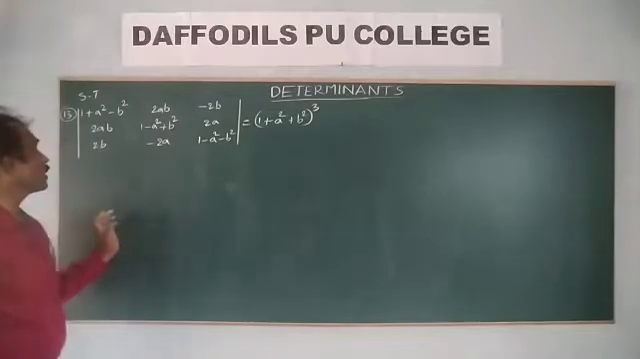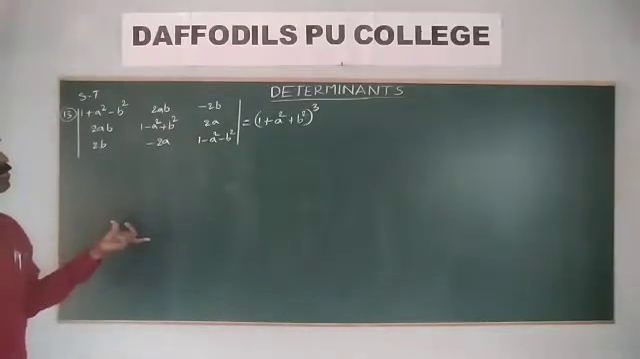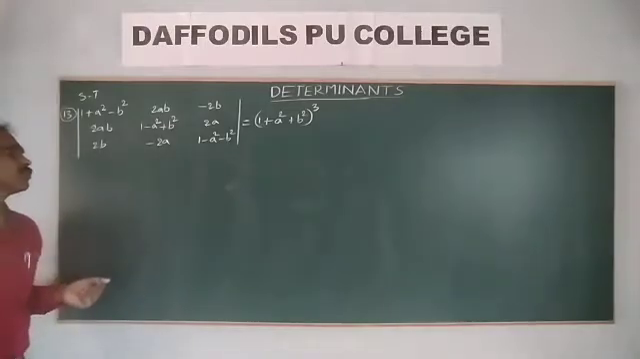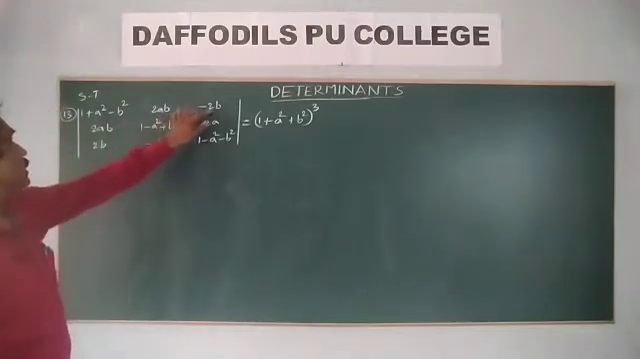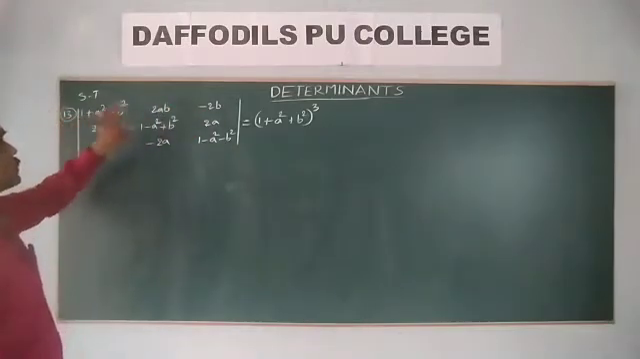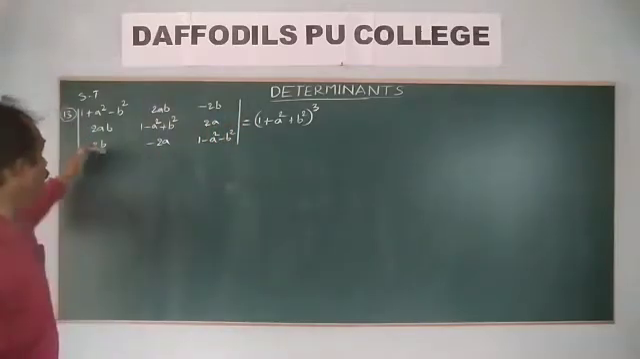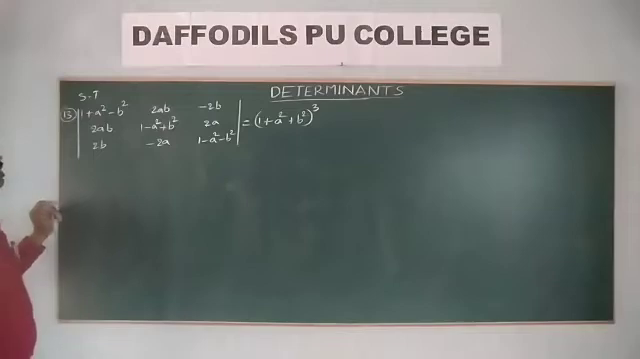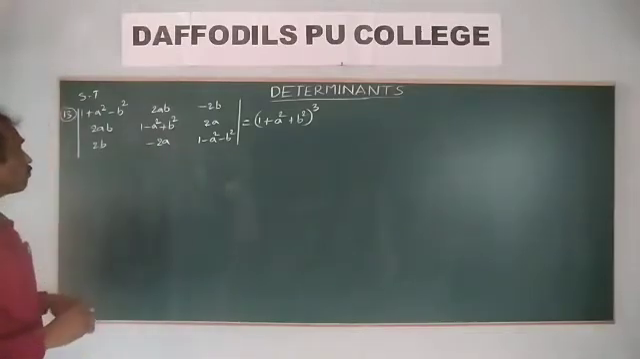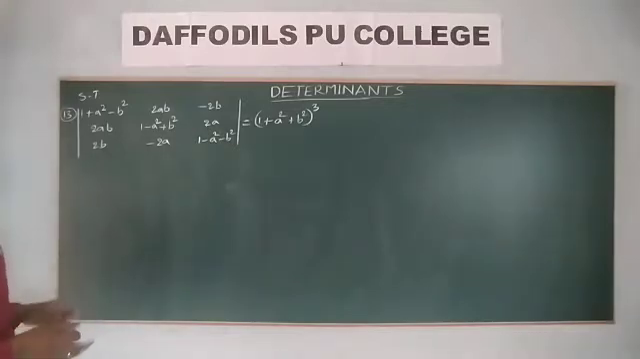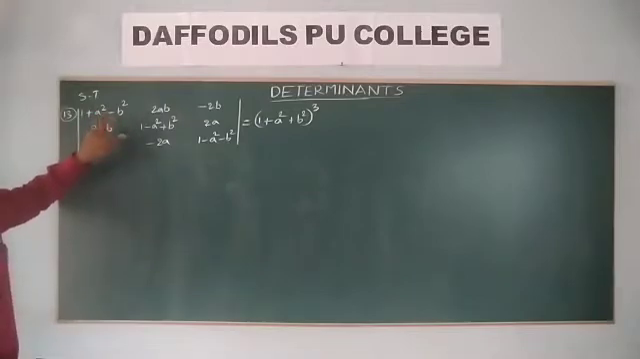Is it possible to apply direct operations? Direct operations mean R1 gives R1 plus R2 plus R3, or C1 gives C1 plus C2 plus C3. Adding all of these, we do not get 1 plus a square plus b square. Row operations also do not give it. For that purpose, 1 plus a square is already there, but we still want plus b square in this element.